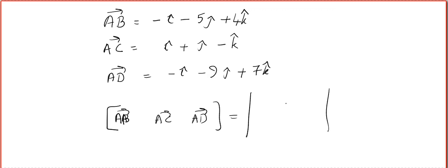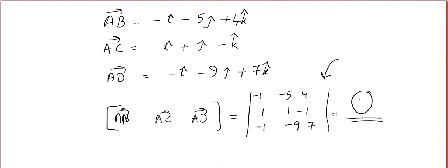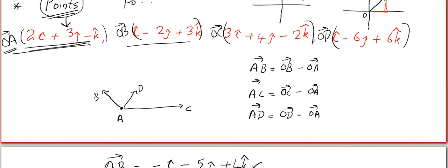I'm going to use the shortcut method, that is the determinant with rows minus 1, minus 5, 4; 1, 1, minus 1; minus 1, minus 9, 7. You can use the calculator to find the determinant, or you can do it using the classical method, but your answer should be 0, because it's a prove that question. And if you do not get 0, then there might be some mistake with AB, AC, AD. Or in the worst case scenario, there might be a mistake in the question.